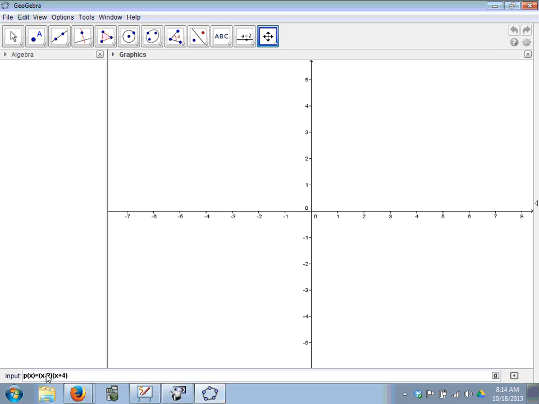Now before I hit graph, let's make a prediction on what this graph's going to look like. It's x minus 2 times x plus 4. If we were to multiply that together, what type of function is that going to be? It's quadratic. So this is going to be a parabola, yes? Where is it going to cross through the x-axis? At positive 2 and negative 4. So let's see if we're right.